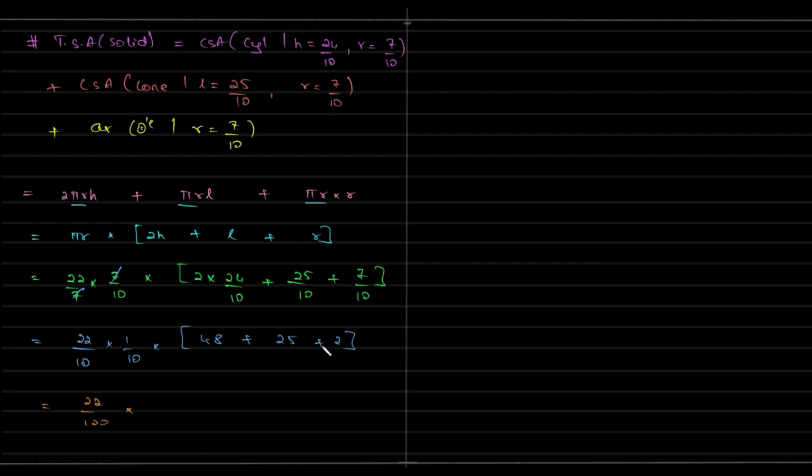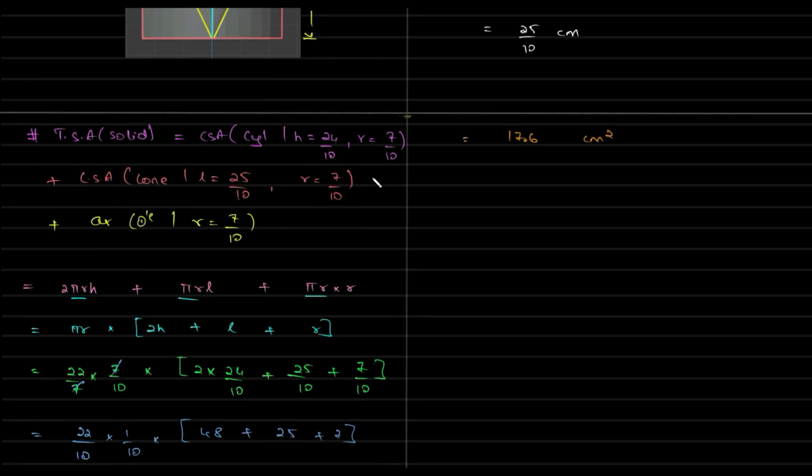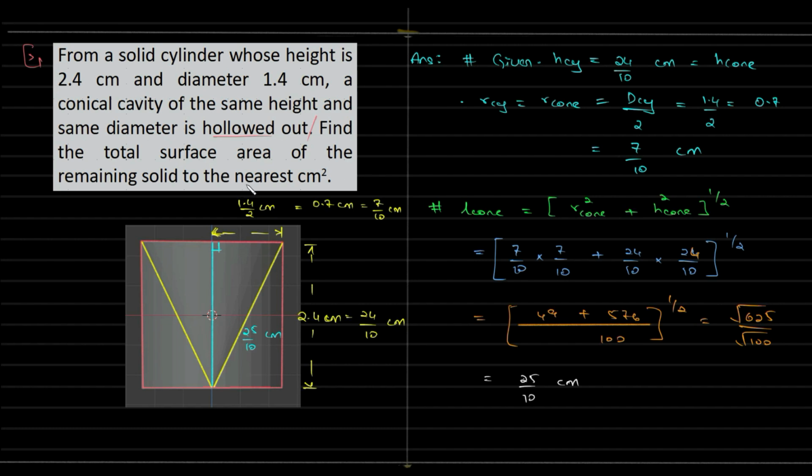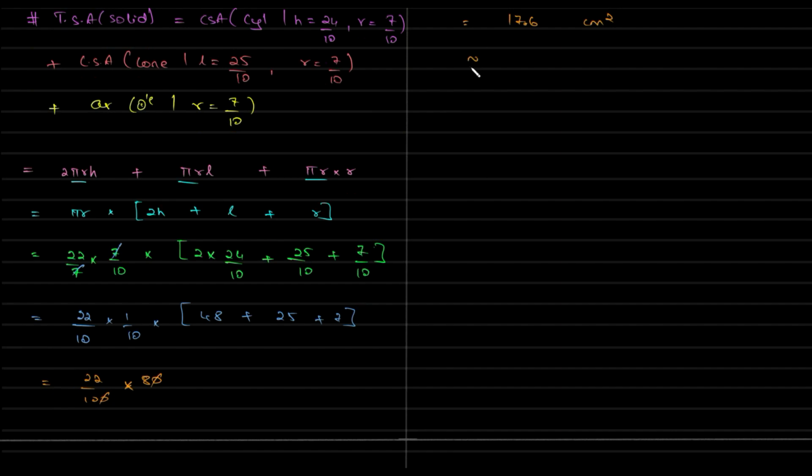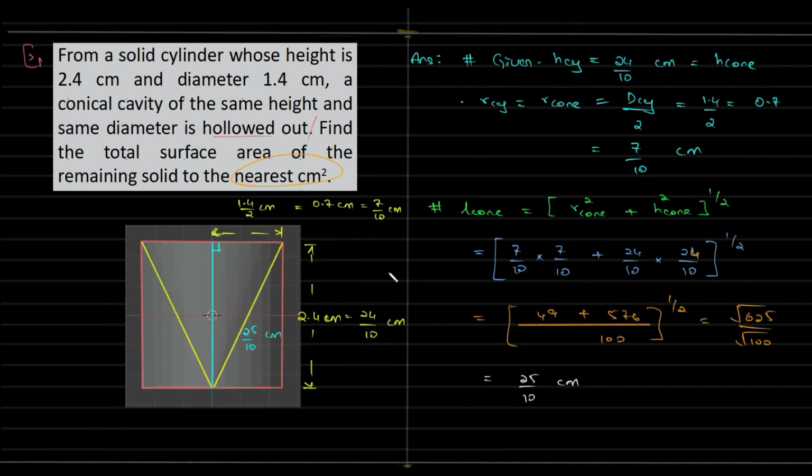and 7 is 55, 60, 80. 80 by 100, so 0, 0 gets cancelled. So this is 176 by 10 is 17.6 centimeters square. Right, and we have your answer. But there is one thing they're asking, make it to the nearest centimeter square. So basically they're asking us to approximate it to the nearest integer. So nearest integer is 18 centimeters square. Okay. Have a look at the answer.